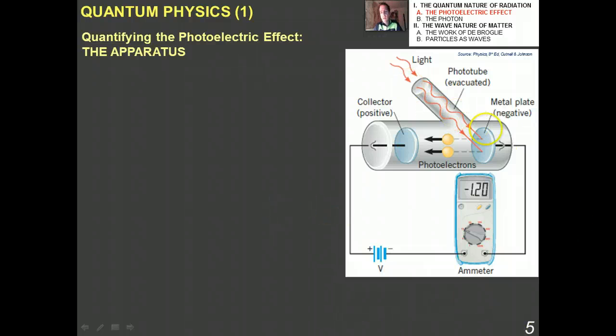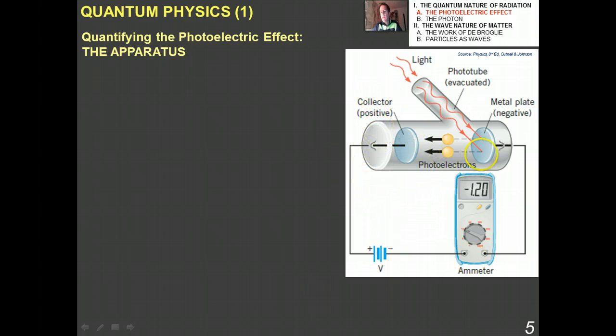What you have is a circuit. It's actually not a closed circuit. You have a plate over here and a plate over here, and it's connected to a voltage source. Then you're shining light through what's called a phototube, an evacuated tube. That light hits a particular plate, and if those electrons are excited enough, they will fly off and shoot this gap over here, and they'll be sucked up onto the positive collector plate.